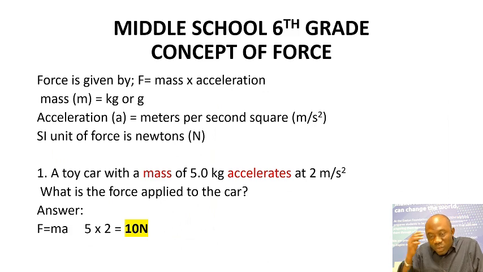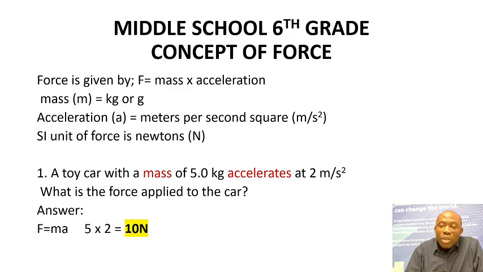Now, let's continue. Let's do some calculation. Third objective, we are going to look at the calculation of force of a body. Force is given by mass times acceleration. You can see the cursor. The SI unit of mass is kilogram or gram. Acceleration is meters per second squared. This is how we write it. The SI unit of force is Newton, as I said earlier.